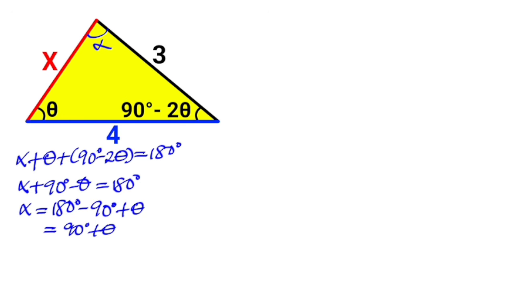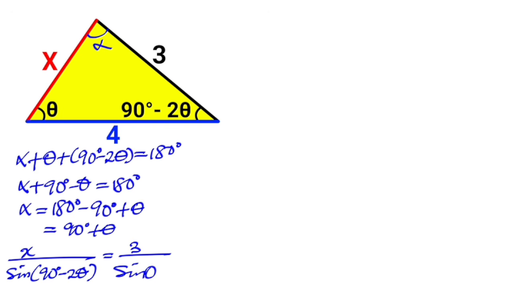So, our three angles are theta, 90 degrees minus 2 theta, and 90 degrees plus theta. Now, the law of sines is our best tool here, because it connects every side to the sine of its opposite angle. Setting up the ratios for all three sides: x divided by the sine of 90 degrees minus 2 theta is equal to 3 divided by the sine of theta, which is equal to 4 divided by the sine of 90 degrees plus theta.